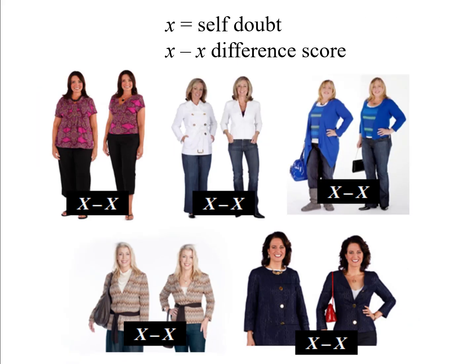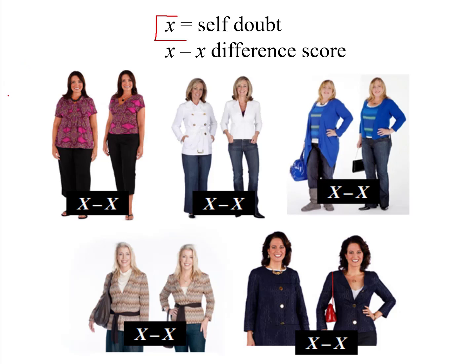So say I do my paired sample study with this sample of 5 women, and they all receive my fashion therapy, and I want to investigate the extent to which their self-doubt changes over time. Self-doubt will be the X variable in my study. X will be their score on a measure of self-doubt. So maybe I give them a questionnaire to measure the extent to which they suffer from self-doubt.